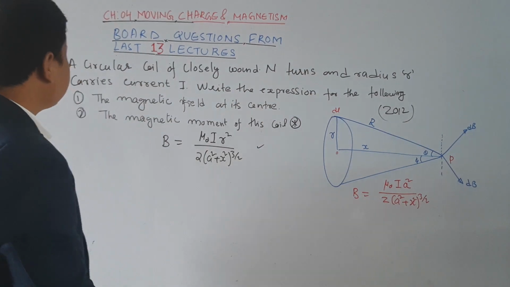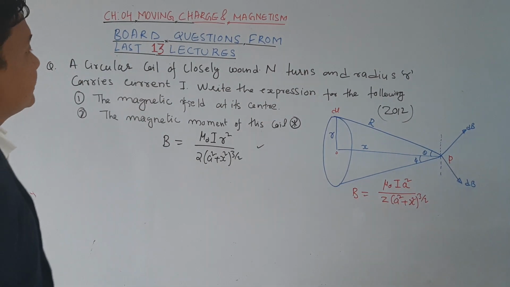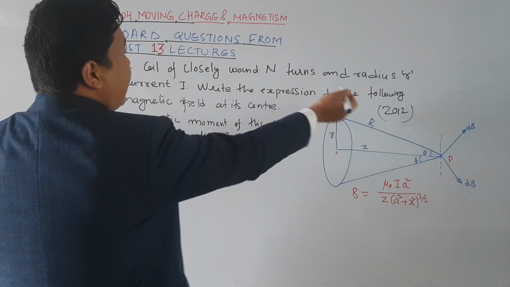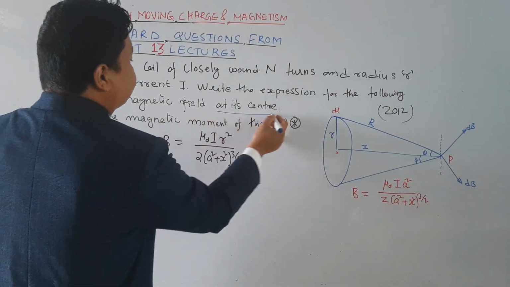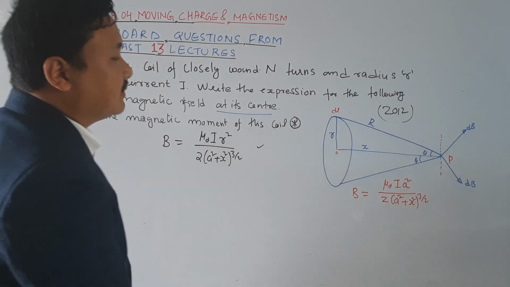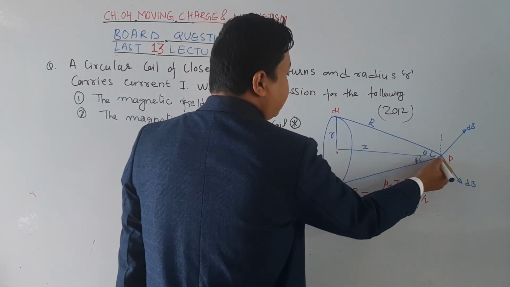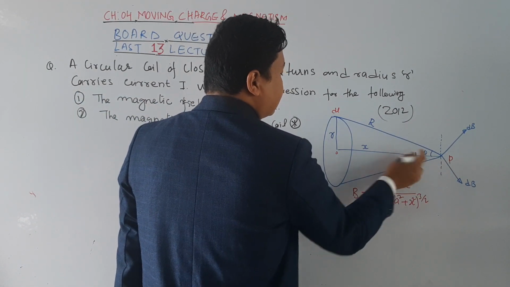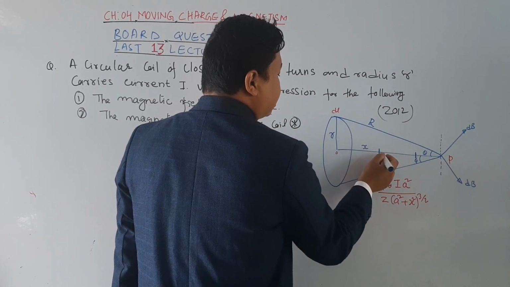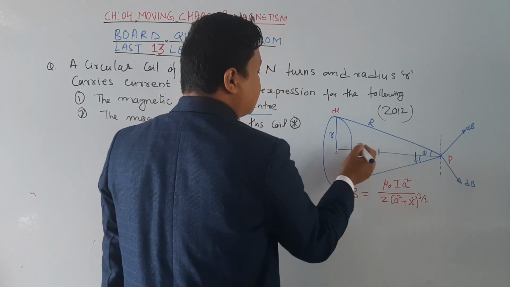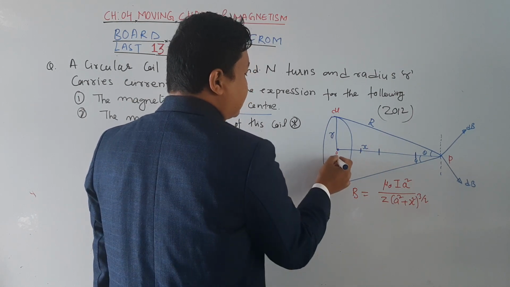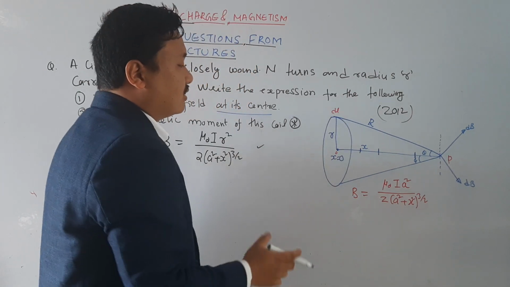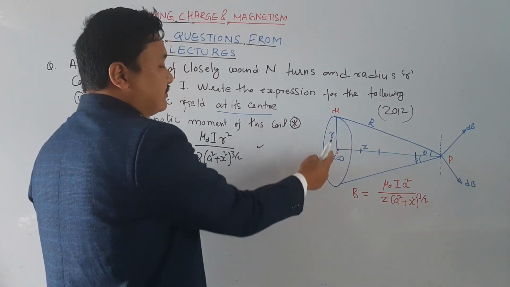Okay, so how to do? The question says at the center. At the center means you have to bring this point P here. If you bring it here, this x will reduce, bring it here, x will reduce, bring it here, x will reduce. Whenever you come here, x will become 0. At this point, x is equal to 0 because x is the distance from the center.